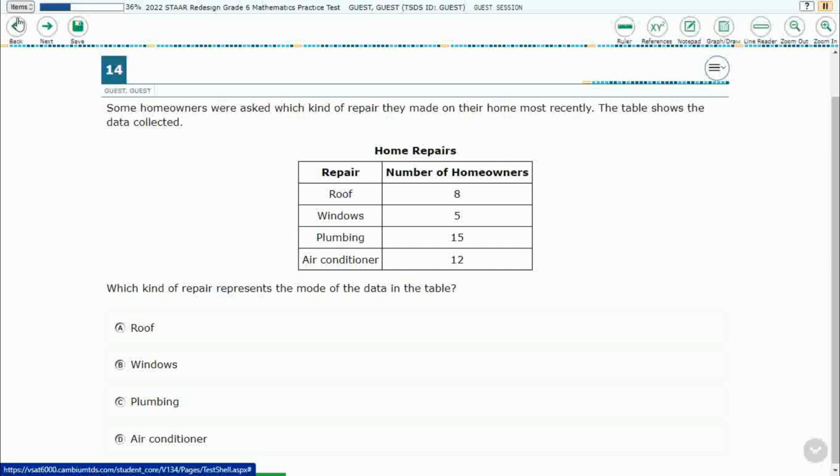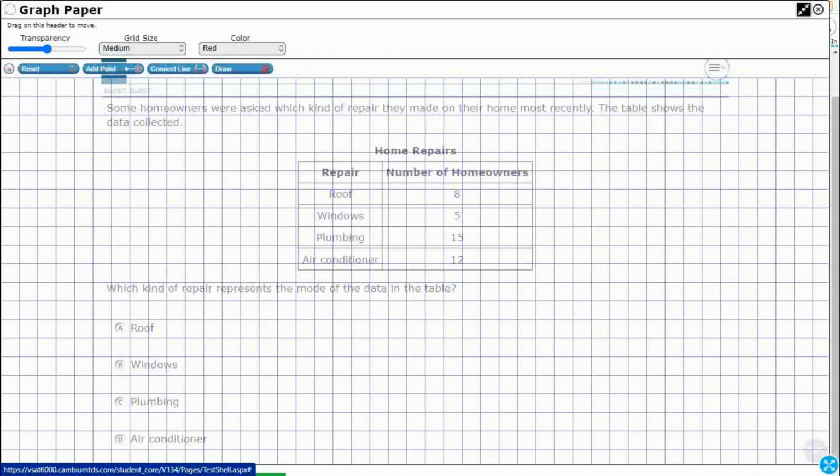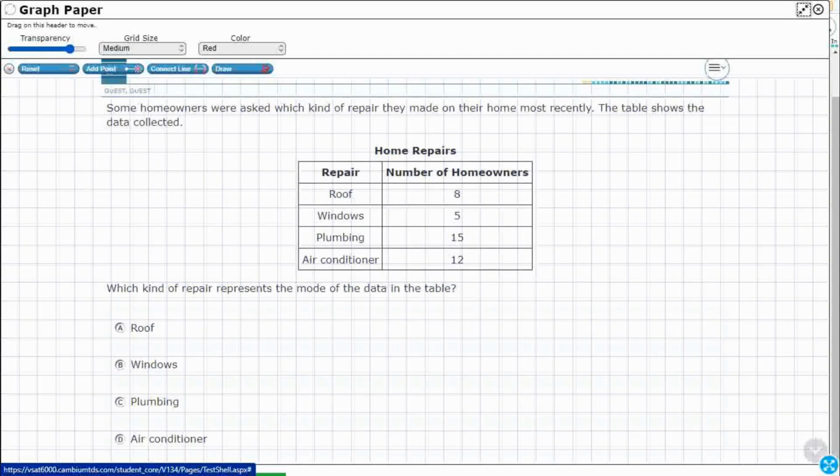So we apparently have this little table here. Some homeowners were asked which kind of repair they made on their home most recently. Roof, windows, plumbing, air conditioner, and we're simply asked for the mode. So let me open this up a little bit here. And it's right here. This is just a vocabulary word that we've got to know. It's not on any of our reference materials.